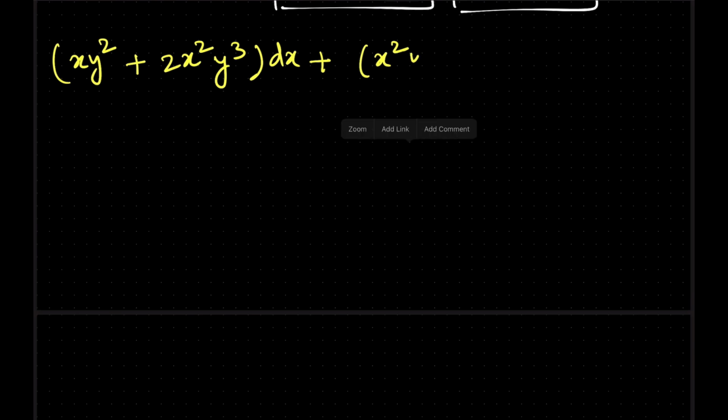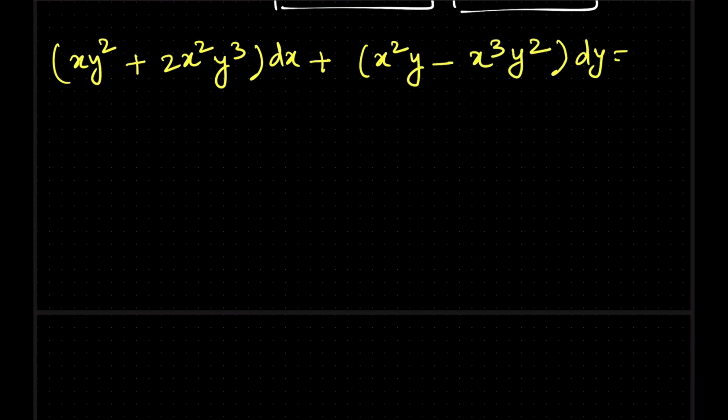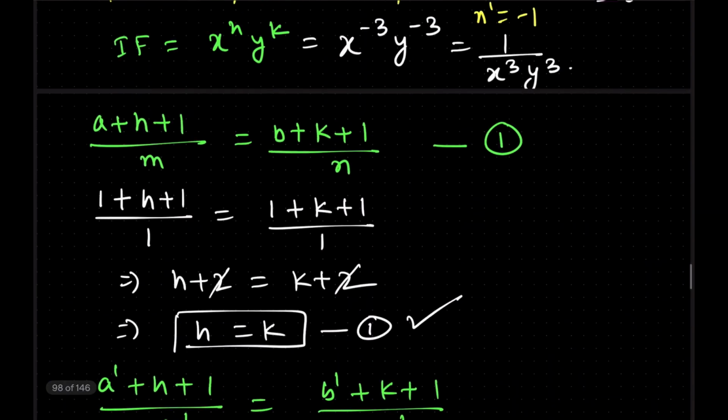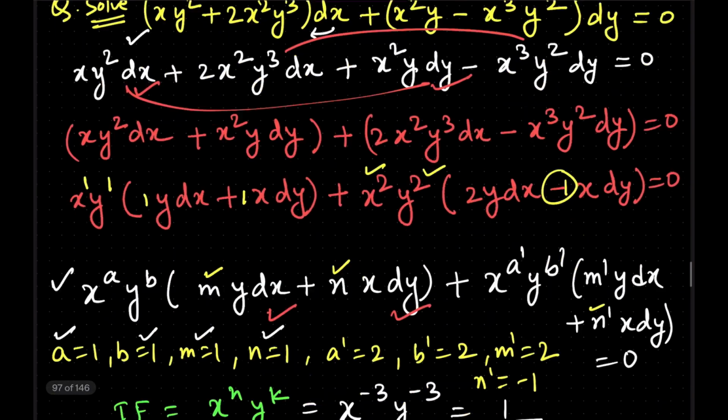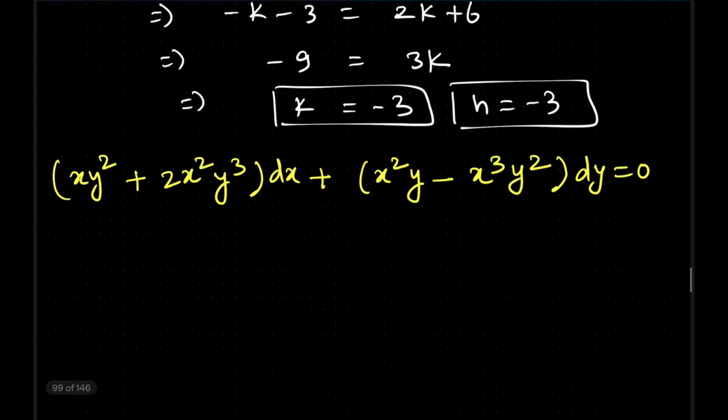So what we do after finding the integrating factor? We will multiply the integrating factor with our parent equation. So what was our parent equation? So let's rewrite our parent equation. So our parent equation was xy square plus 2x square y cube dx plus x square y minus x cube y square dy is equal to 0. So you can see I have rewritten the parent equation.